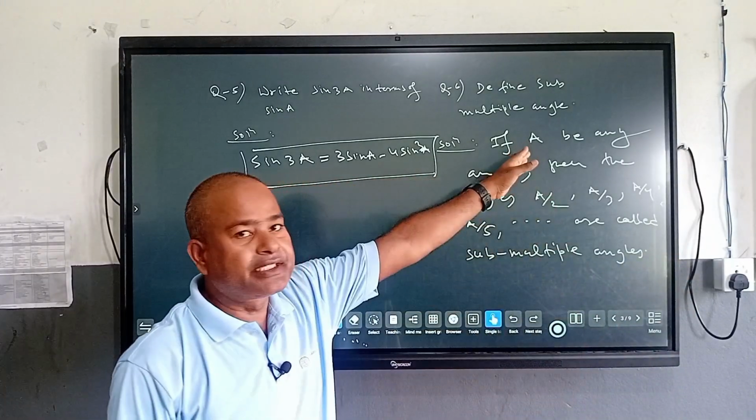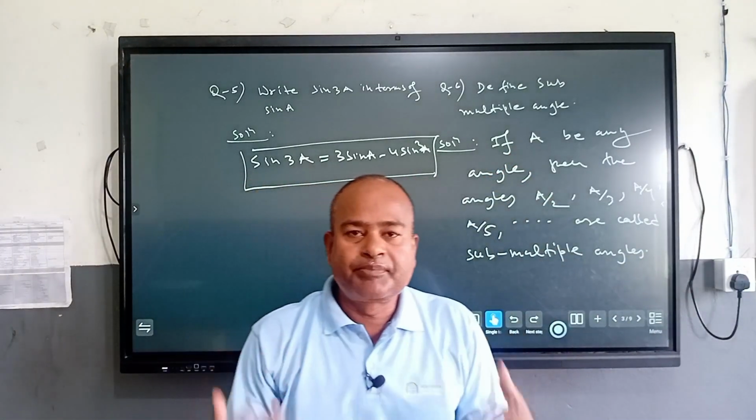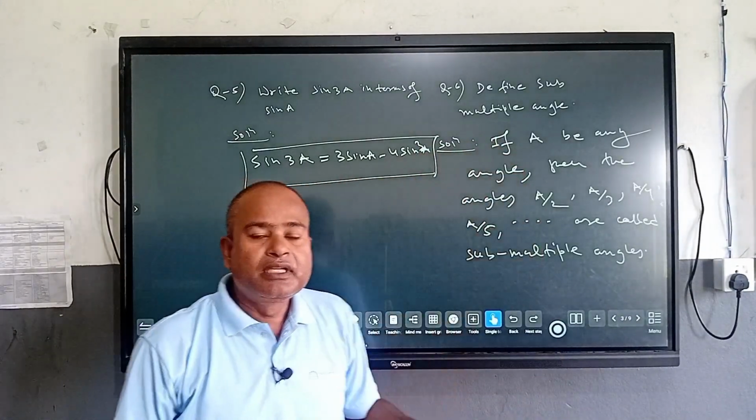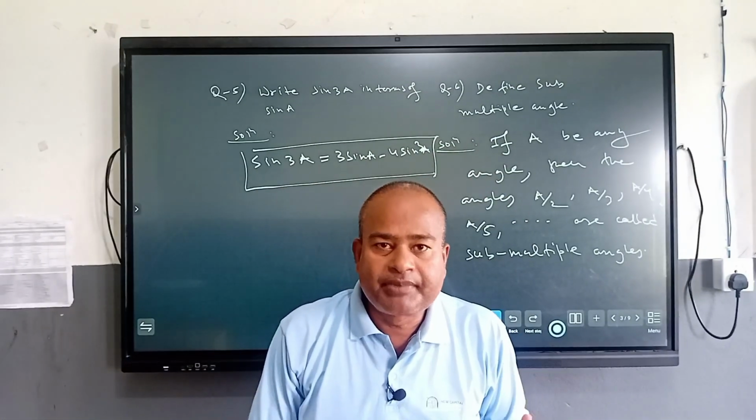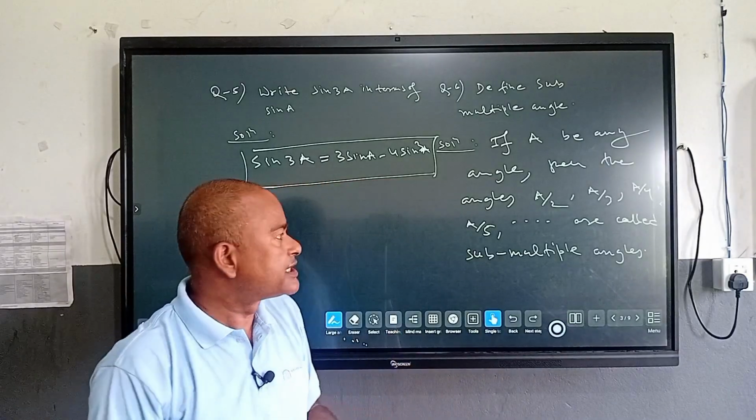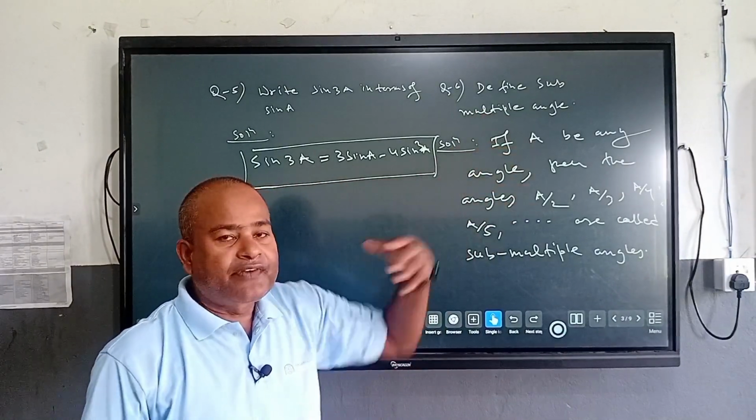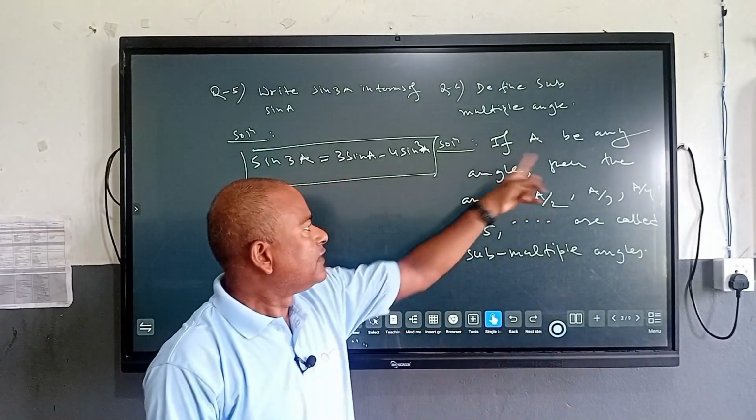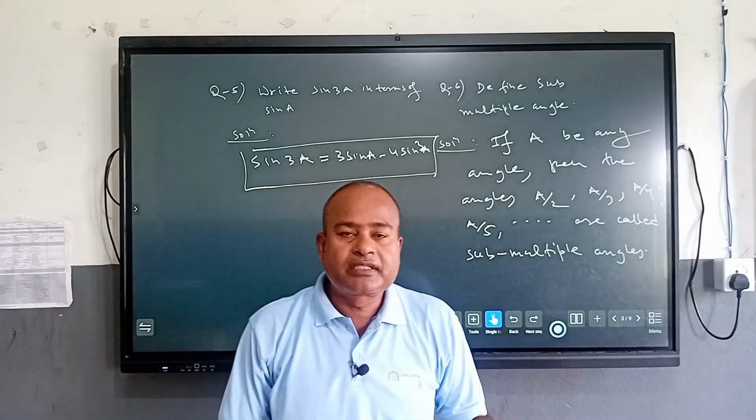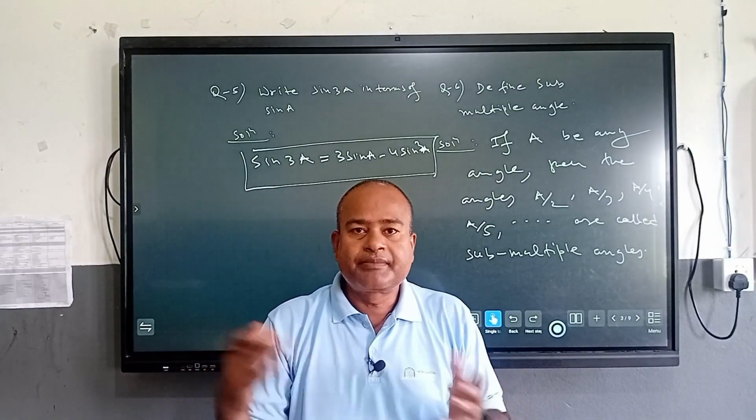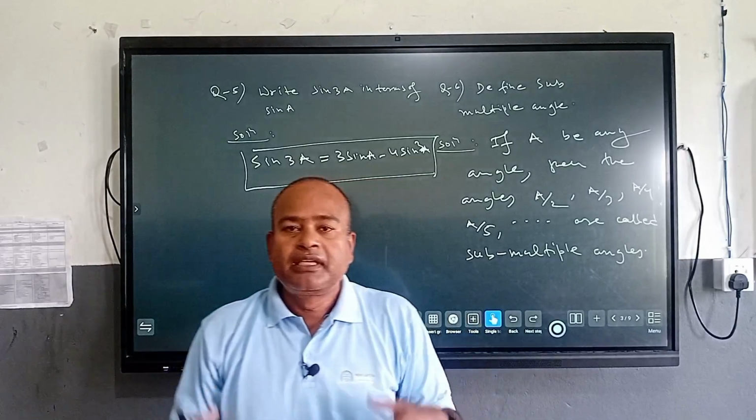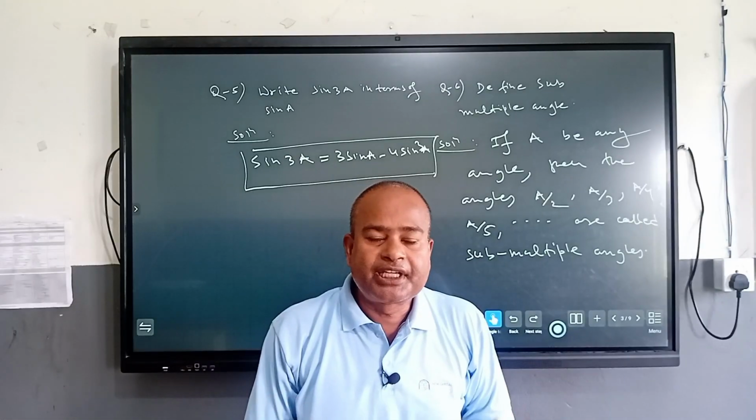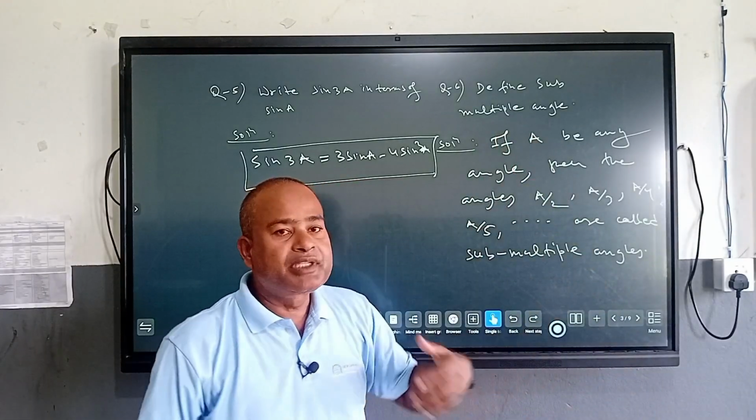So dear students, simply we have to write down the definition of submultiple angles. Sometimes the definition of multiple angles is also asked. So in order to define multiple angles, we have to write the definition in the same way. If A be any angle, then the angles 2 times A, 3 times A, 4 times A are called the multiple angles. But here we have to write down the definition of submultiple angles.